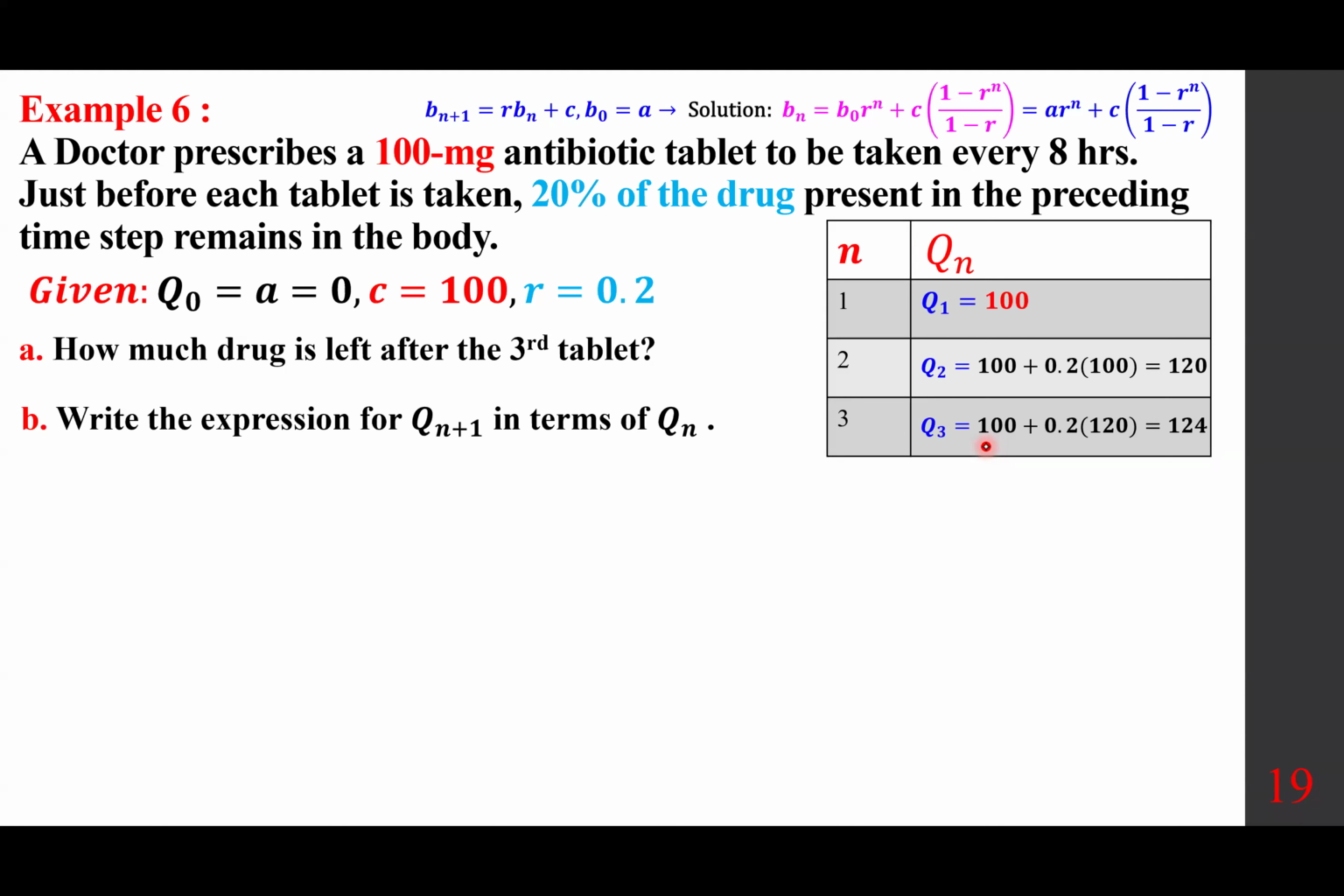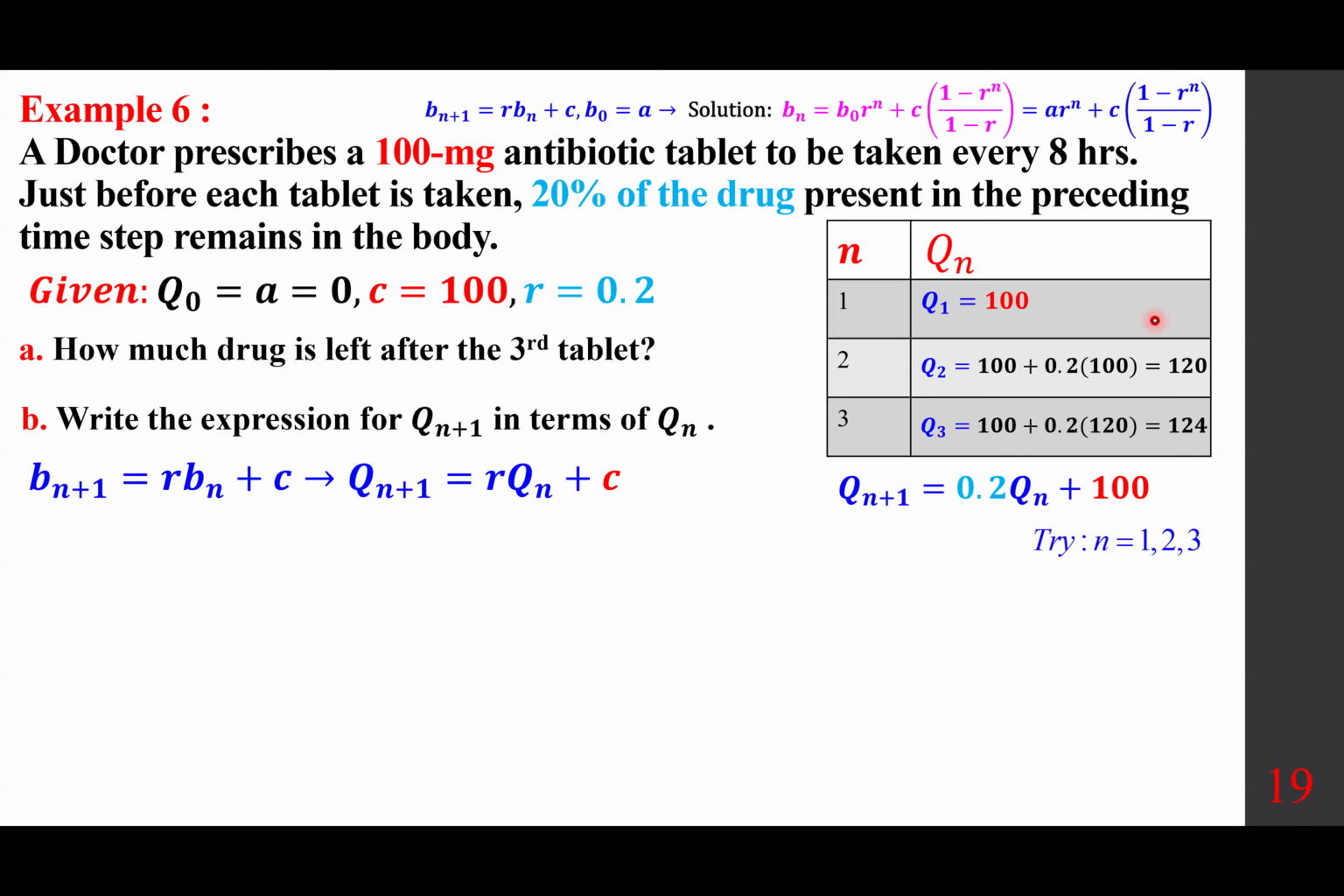Now, as far as this one is concerned, we go to this formula and we change the B to Q. And then we go to the given, replace the R with 0.2 and lowercase c with 100. And we get Q sub n plus 1 is 0.2 Q sub n plus 100. And again, with 1, 2, 3, we can make up this table.